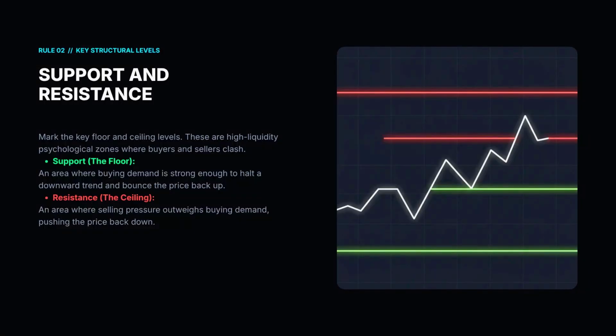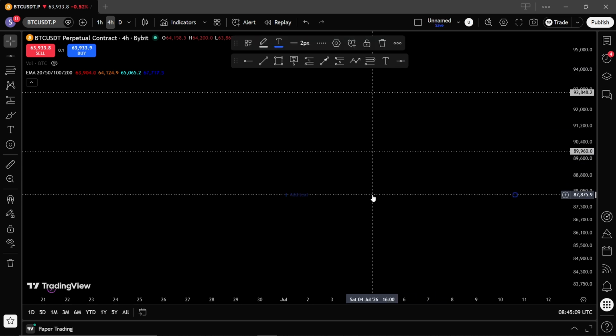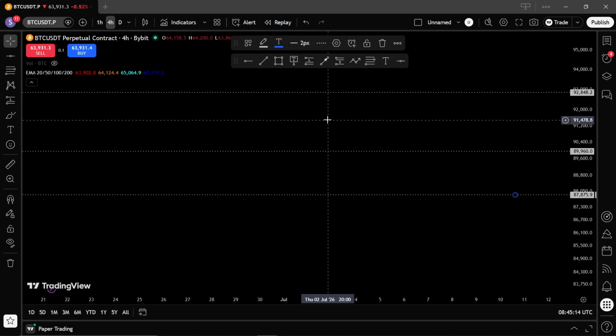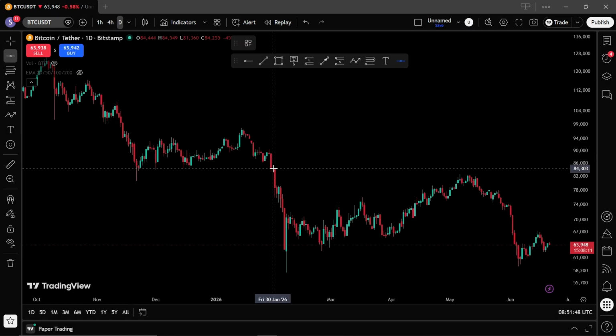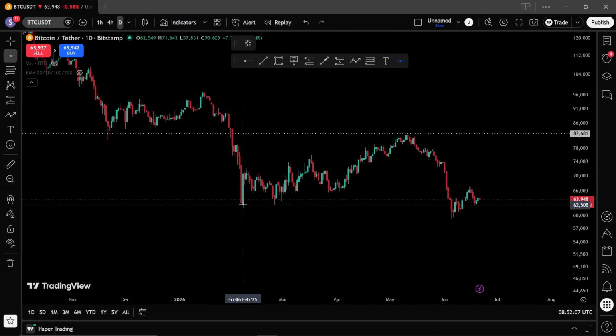Step 2. Find support and resistance. Think of support as the floor, where price keeps bouncing up. Resistance is the ceiling, where price keeps getting knocked down. The more times a level holds, the stronger it is. Mark these levels first. It makes everything else easier.